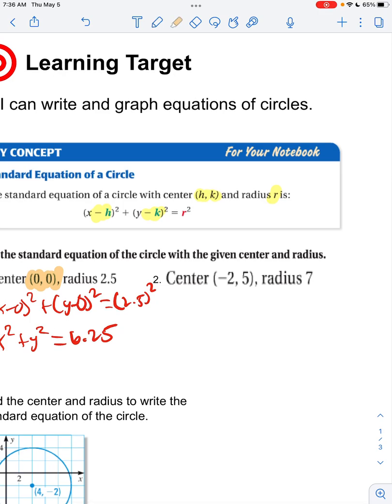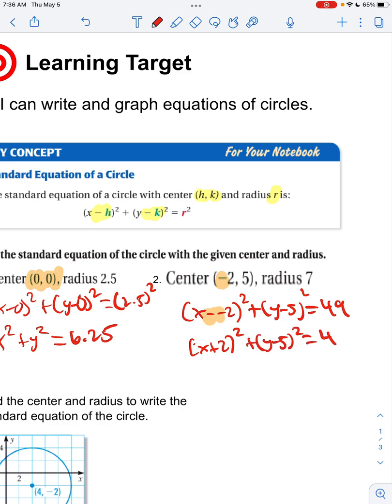This is that example I just previously mentioned where I have a negative sign. So again, (x - (-2))² + (y - 5)² = 49. I have to simplify subtracting a negative, so this is really (x + 2)² + (y - 5)² = 49. This would have technically been 7².